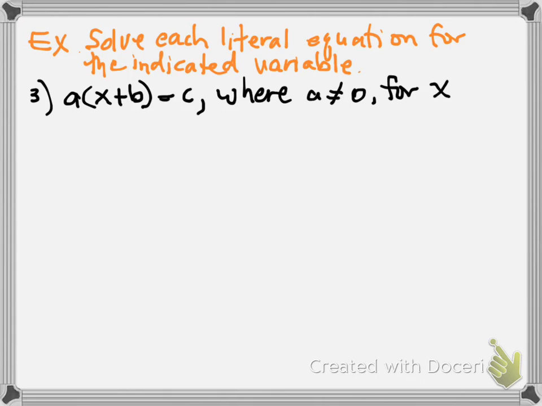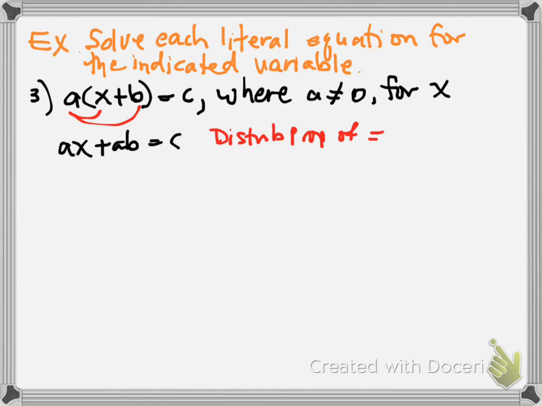Okay. So we can start with distribution. And we get a times x is ax. And then a times b is going to give us ab, so positive ab equals c. So that was the distributive property of equality. All right, now what? Remember, our job is to get x alone, so what would be our next step? Chris? Subtract AB. Yeah, we have to subtract that little partnership here, AB, from both sides. And that would give us AX equals C minus AB. And that was the result of doing the subtraction property of equality.